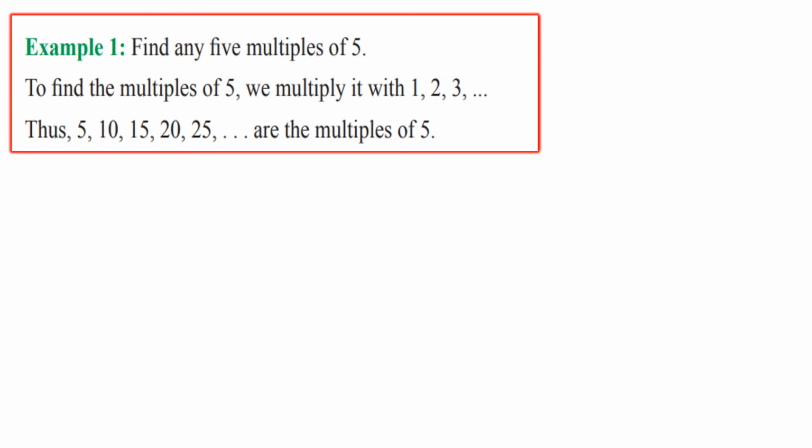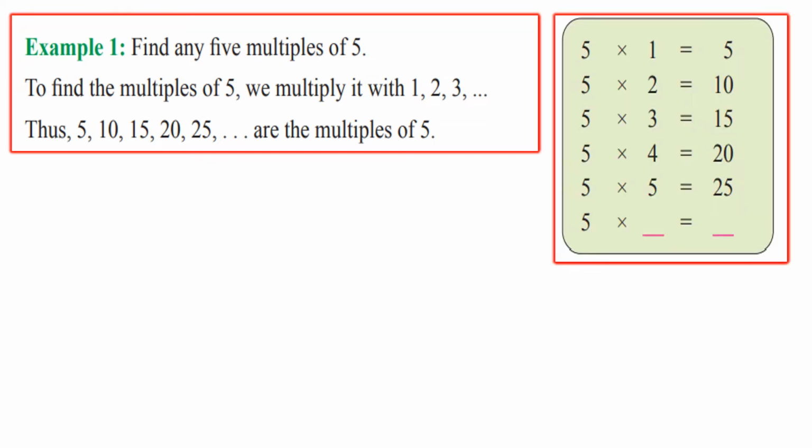Example number 1. Find any 5 multiples of 5. To find the multiples of 5, we multiply it with 1, 2, 3, 4, like this. 5 times 1 is 5, 5 times 2 is 10, 5 times 3 is 15, 5 times 4 is 20, 5 times 5 is 25, and so on. Thus, 5, 10, 15, 20, 25 are the multiples of 5. Okay?